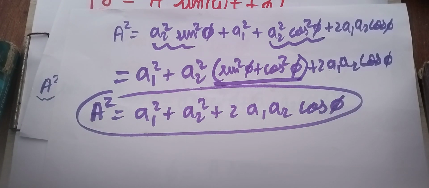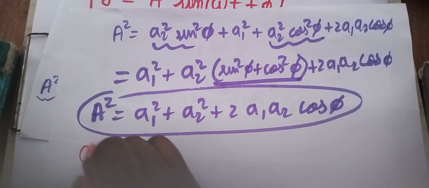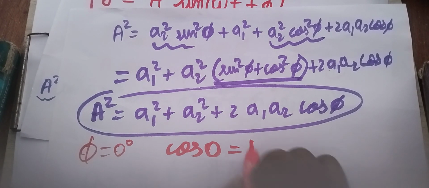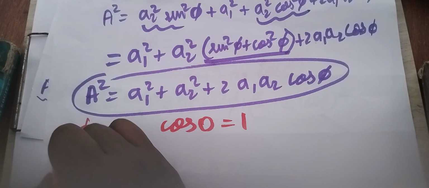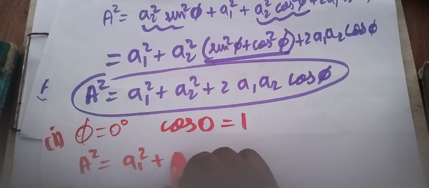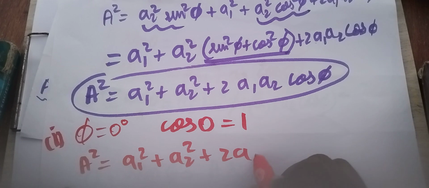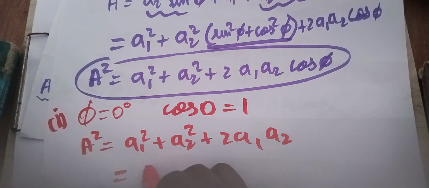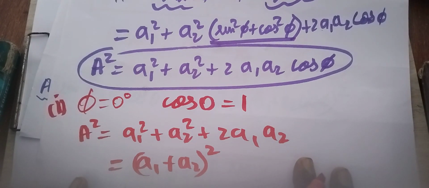First condition, case 1: phi is 0 degree. Cos 0 degree, how much? Cos 0 degree will have 1. So for case 1, A square I will get as A1 square plus A2 square plus 2 times A1 A2. This is the (A plus B) whole square formula, so A1 plus A2 whole square we will get. This is called case 1.